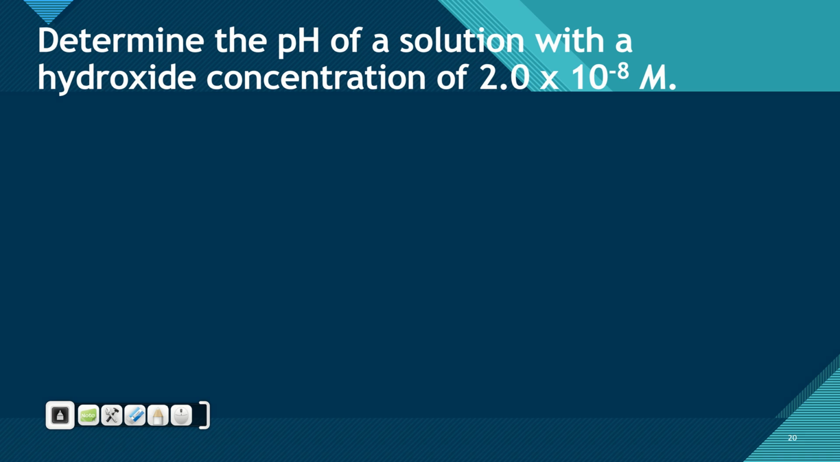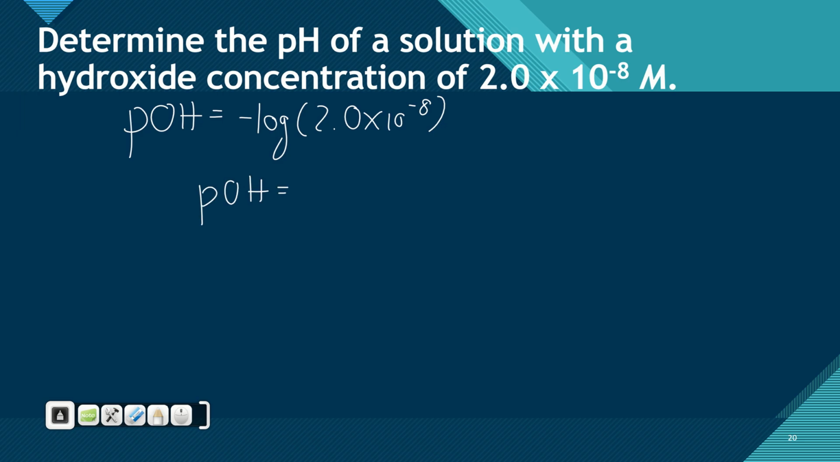So I have to rewrite this. What I'm saying is we're going to calculate pOH first. pOH is equal to negative log of 2.0 times 10 to the negative 8. I can't get my final answer in one step. There's no way to combine them. So negative log of 2 times 10 to the negative 8, I get a pOH equal to 7.7.